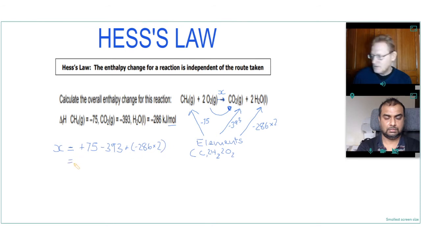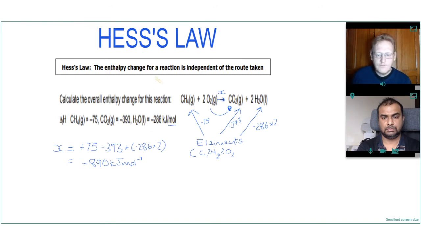So all we then do is put that into our calculator. So 75 minus 393, add minus 286 times 2, and that's minus 890 kilojoules per mole.